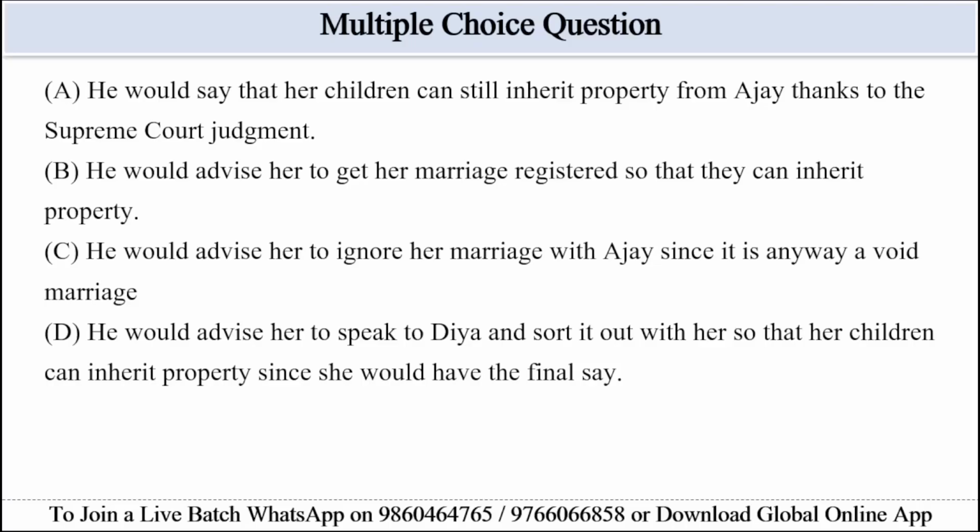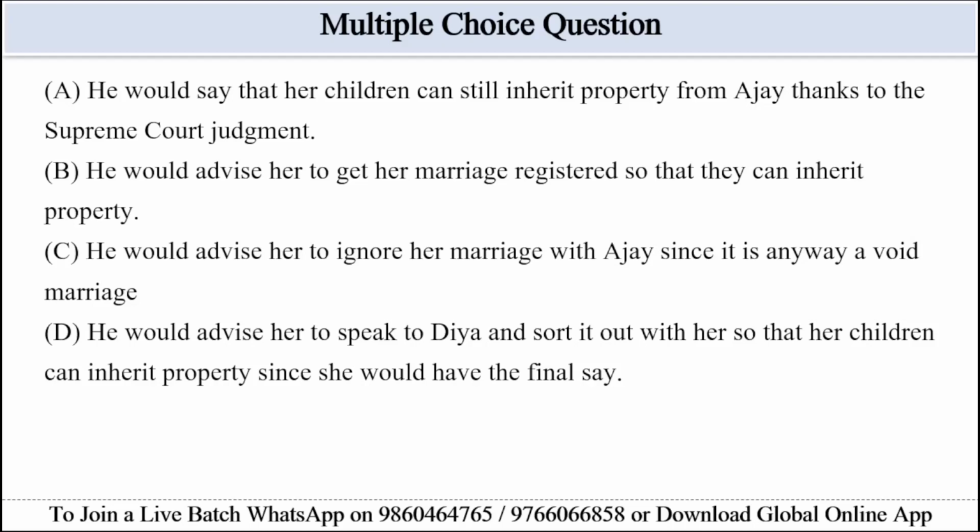In case of option A, he would say that her children can still inherit property from Ajay thanks to the Supreme Court judgment. This is correct and aligns with the passage. In case of option B, he would advise her to get the marriage registered so that they can inherit property. So registration doesn't affect the inheritance right of children born already.